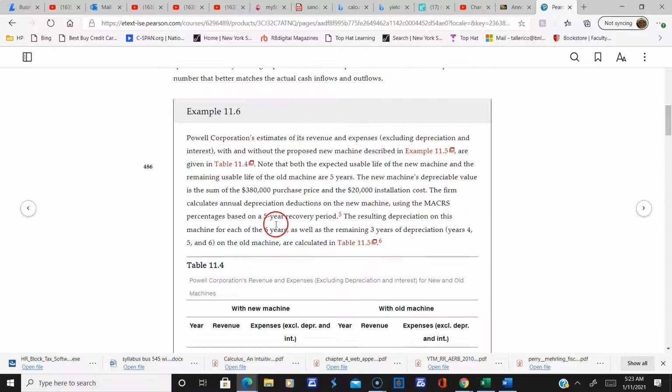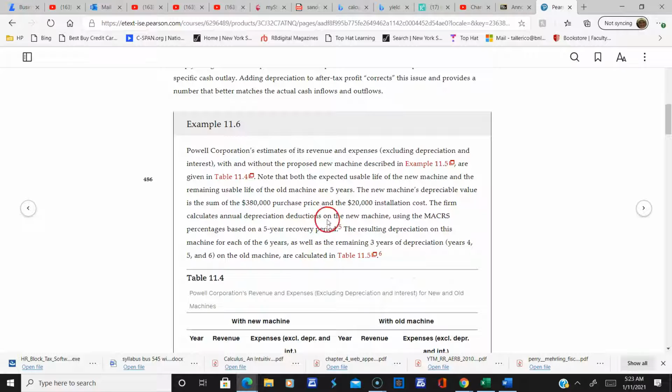All right, so let's go through example 11.6. Powell estimates its revenues and expenses with and without the proposed machine. So they're going to buy a machine, and they're going to look at what it's going to cost them with the new machine and without the new machine. So it's with or without the machine. That's what they're going to do here. We're going to look at table 4.